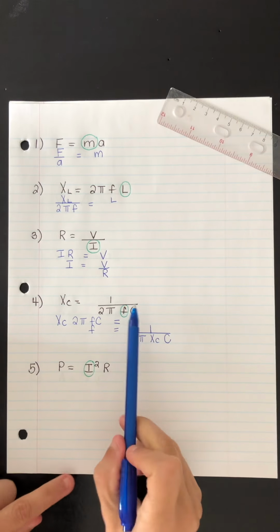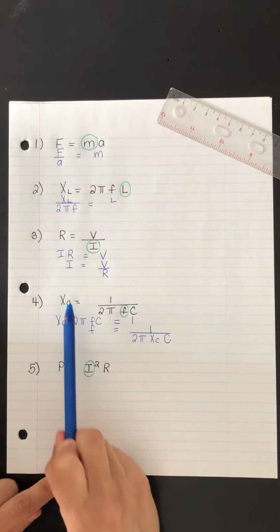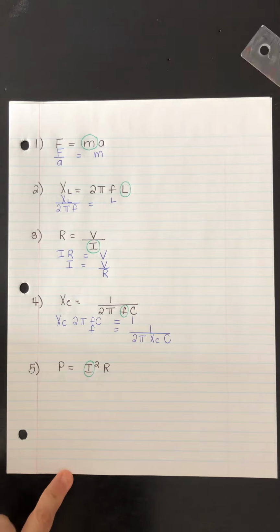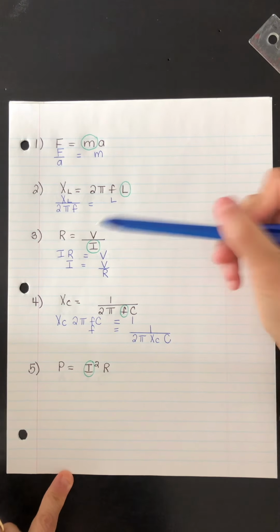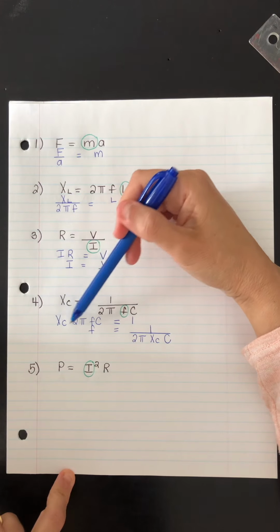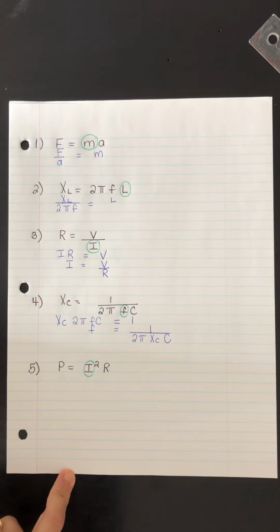Okay, and now if you compare the original and final equations here, you can see that the xc and the f has simply changed places. Okay, but this was 2 operations just like number 3. First, multiplication, and then after, to isolate f, we use division.